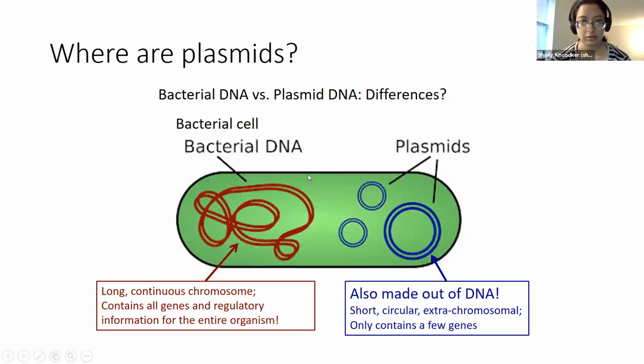So just want to go over what plasmids are. Plasmids are distinct from bacterial DNA. Bacterial DNA is a long continuous chromosome which contains all the genes and regulatory information for the entire organism. Plasmids, on the other hand, while they're also made of DNA, are short, circular, and extrachromosomal, meaning they're separate from the chromosomes, and they only contain a few genes.